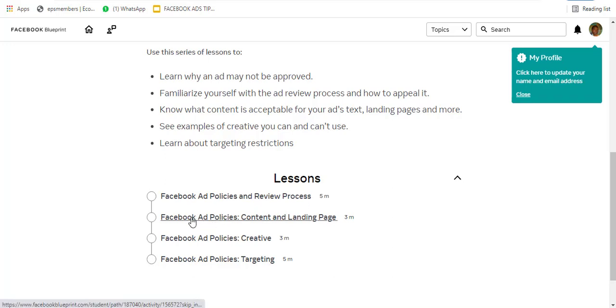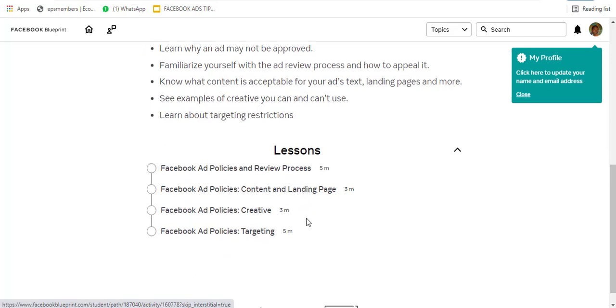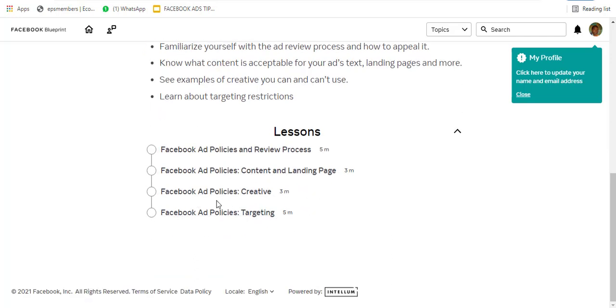And also another one, Facebook ad policy, content and landing page. That is the kind of content you must have in your advert and also on the landing page. And also Facebook ad policy creative, that is your creative, what must be there, and also Facebook ad policy targeting.